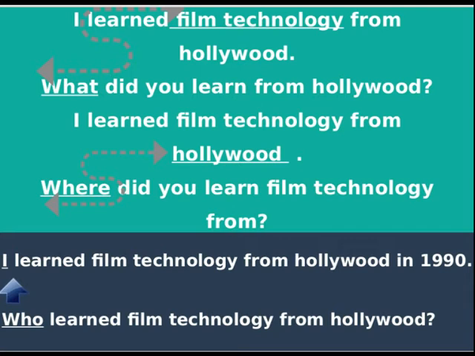So in the case of who, you will be using learned just like that. But in other question words, you can split that learned with did plus learn. So when did you learn film technology from Hollywood? So then the answer will be I learned film technology from Hollywood in 1990. Okay. Next important thing is finding the correct verb and the auxiliary verb.